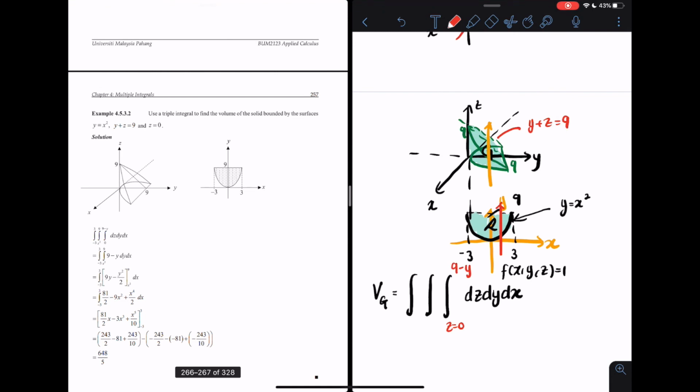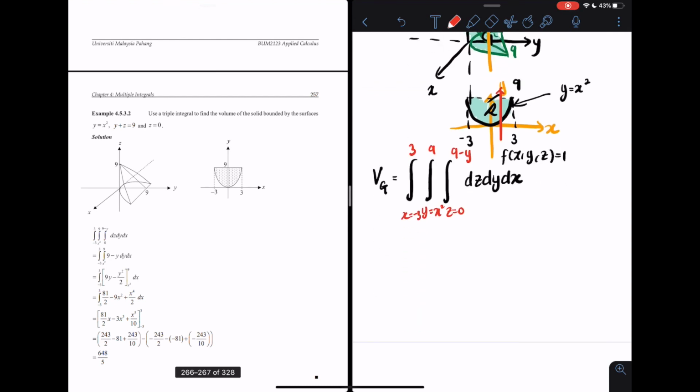And then let's take a look at region R. According to this red arrow, it will touch the parabola, and the parabola is represented by that equation y is equal to x squared, and then it will touch the line y is equal to 9. So 9 will be the upper limit with respect to variable y, and then right after this we have to determine the limit with respect to variable x. So according to this region R, x will start at x is equal to negative 3, and then it will stop at x is equal to 3.